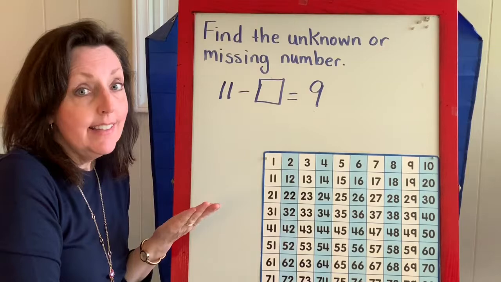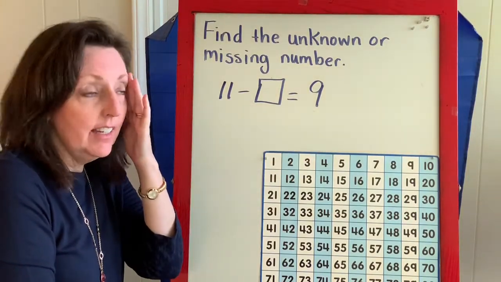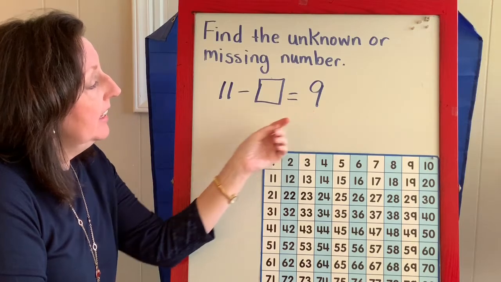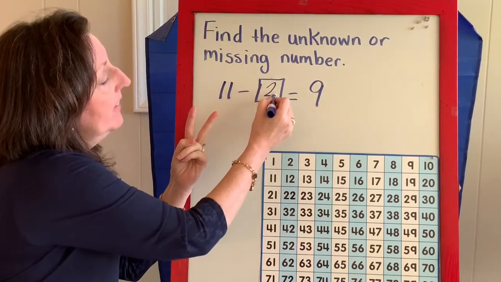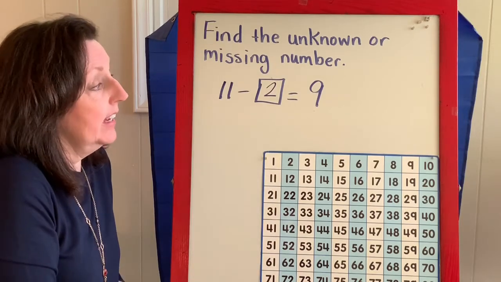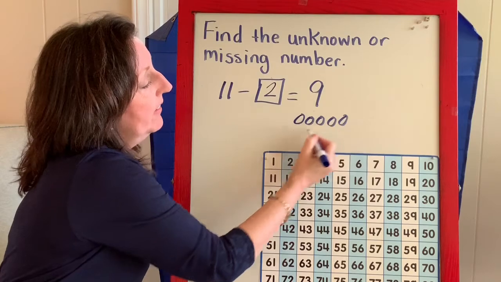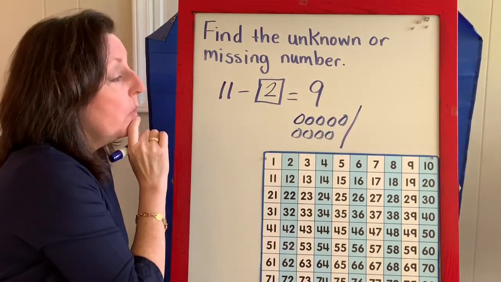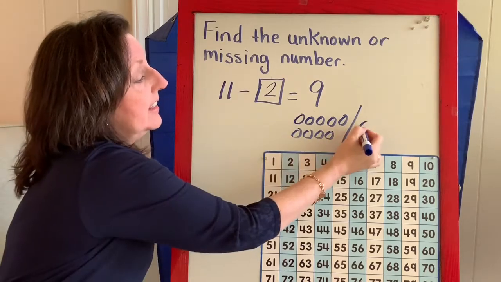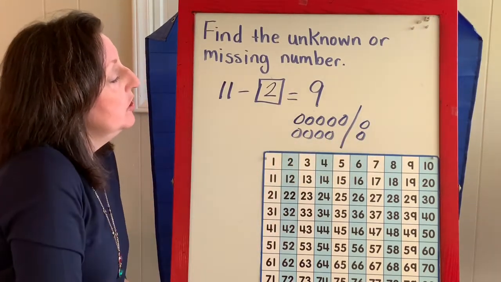Well, to me, the easiest way is you could hold 9 in your head. 9, 9, 9. What comes after 9? 10, 11. I know 11 take away 2 is 9. You could draw 9 circles. 1, 2, 3, 4, 5, 6, 7, 8, 9. And think, what comes after 9? 10, 11. So I know 11 take away 2 is 9.